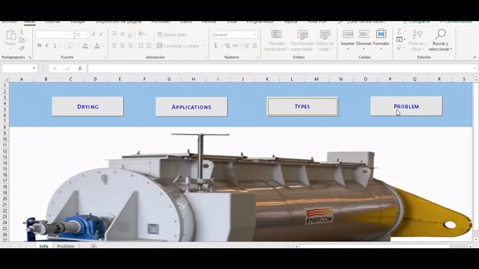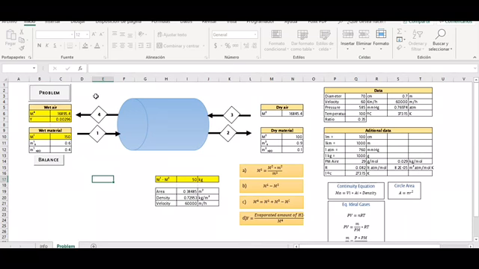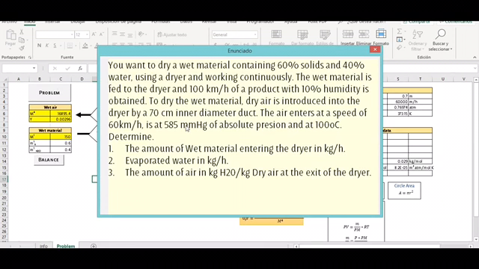Okay, so if we click on the next button, we have the problem. It goes over here and we have the button of the description of the problem that I'm gonna read for you. And it says, you want to dry a wet material containing 60% solids and 40% water. Using a dryer working continuously, the wet material is fed to the dryer at 100 km per hour. A product with 10% humidity is obtained.